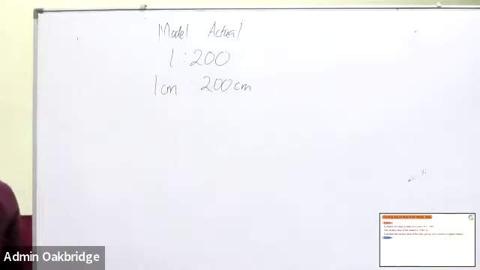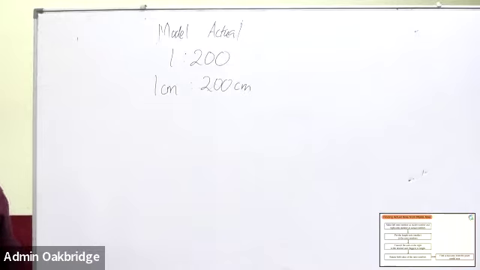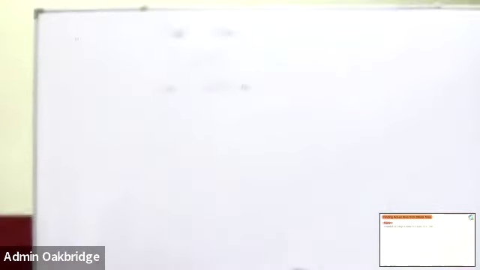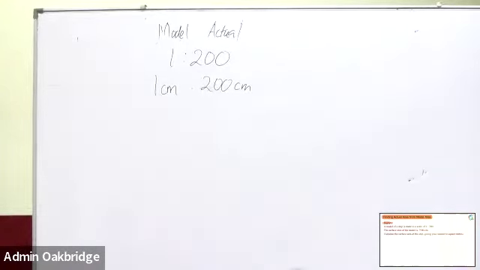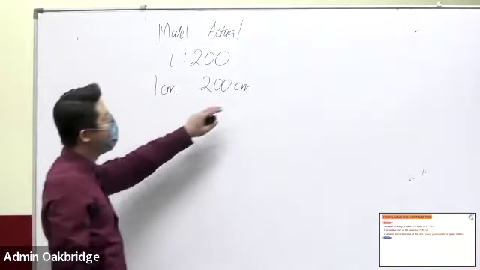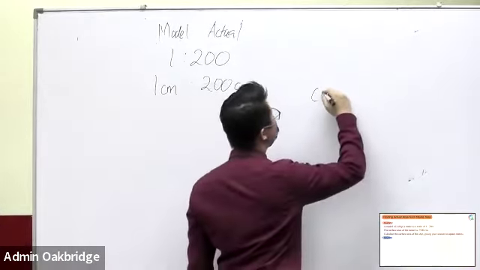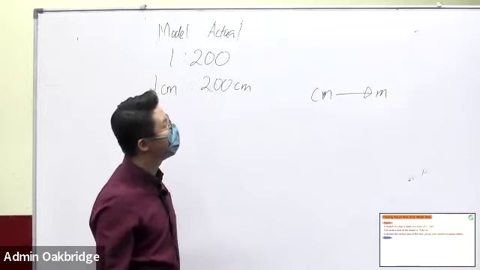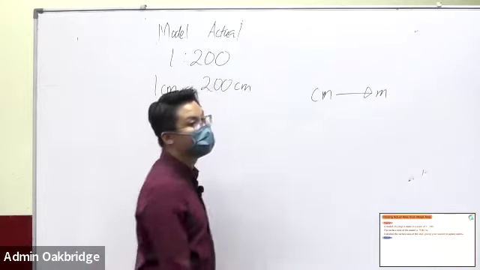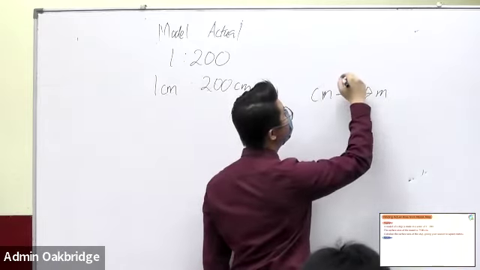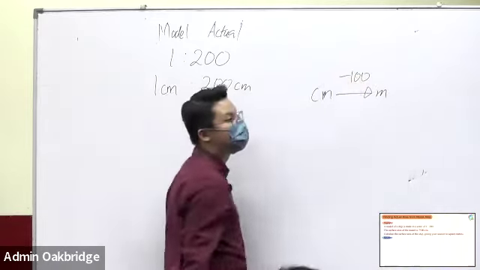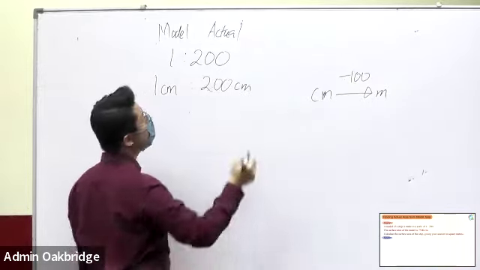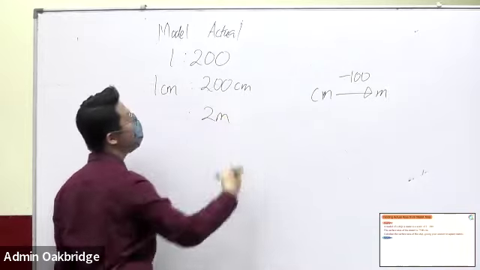So what is our next step after that? Let's see. Then convert the unit on the right, this one, to the desired unit. The unit that we want is meter. So you want to change from cm to meter. What should we do? Multiply or divide? Divide cm by 100. So you divide this by 100, you have 2 meters. So 200 cm means 2 meters.